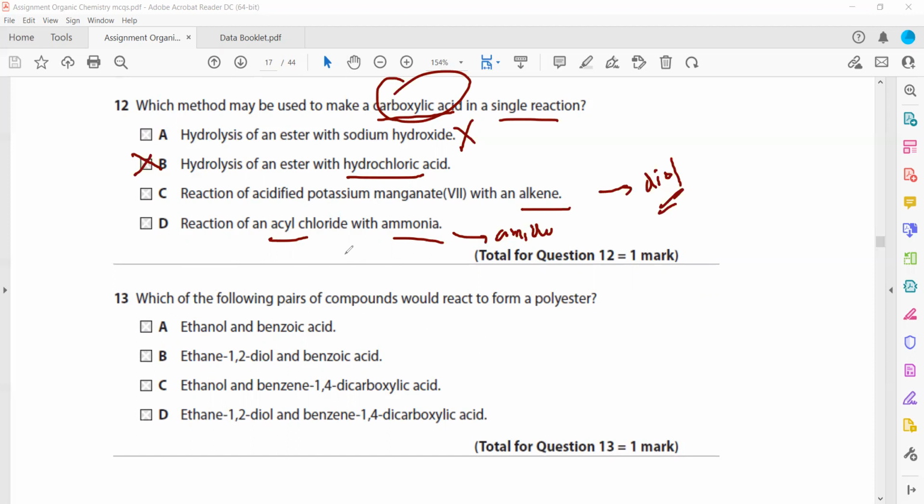In question 13, which of the following pairs of compounds would react to form a polyester? To form a polyester, it should be either a diol, like alcohol mixed with alcohol, or carboxylic acid mixed with alcohol, or amine mixed with carboxylic acid, or it should be ethanoyl chloride mixed with alcohol.